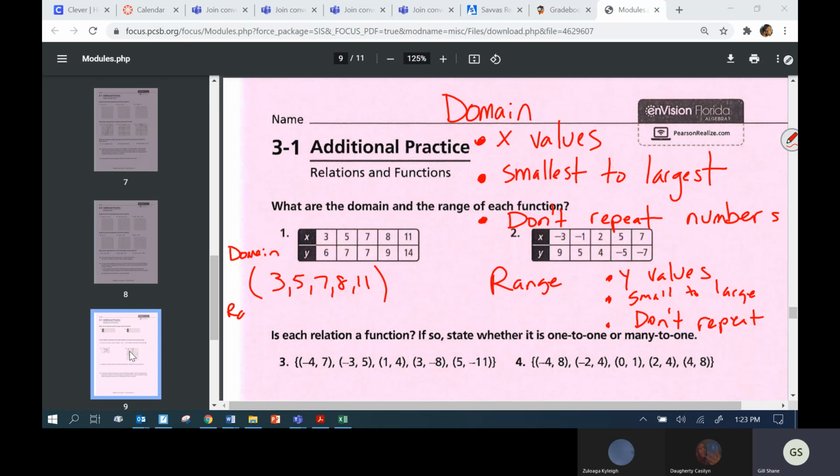So my range. Now I do the Y values, smallest to largest. Well, they're already in order, smallest to largest. So 6, 7. Now here's the only thing I need to make sure of. I don't repeat any numbers. I'm not going to write the 7 again. It's the only thing I got to worry about in this. 9 and then 14. So that's my range.